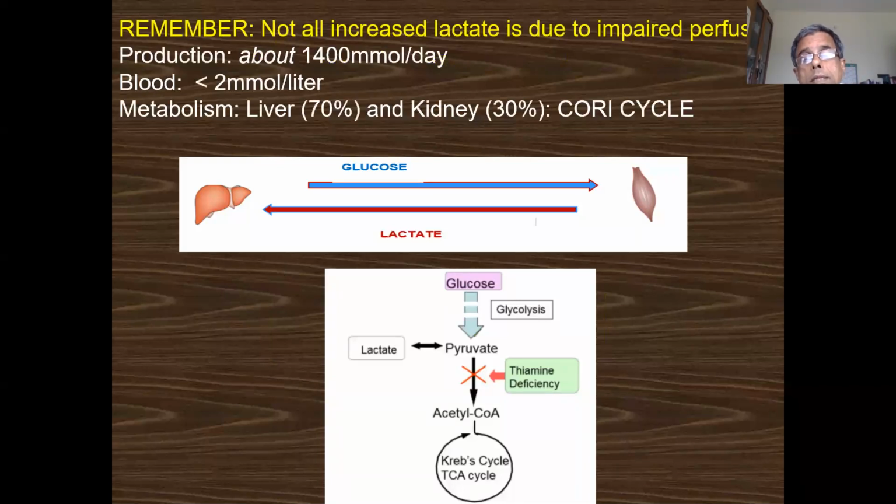Lactate needs enzymes, is generated from pyruvate, and pyruvate usually goes onto the Krebs cycle in the presence of adequate substrate and enzymes. Thiamine is a cofactor needed for pyruvate to go to the acetyl-CoA pathway. If you have thiamine deficiency, your lactate can go up. Also, lactate is metabolized in the liver. So if you have liver failure, your lactate can go up.